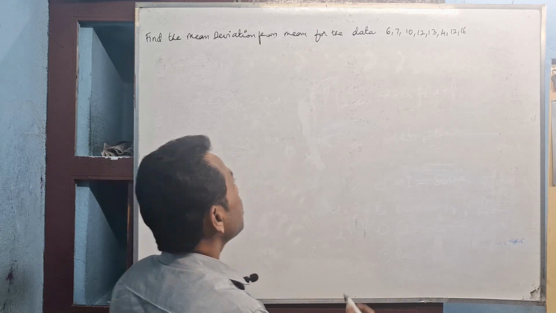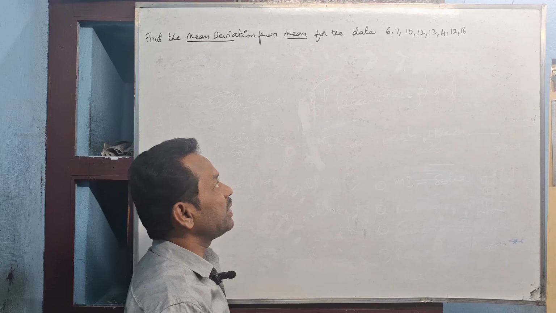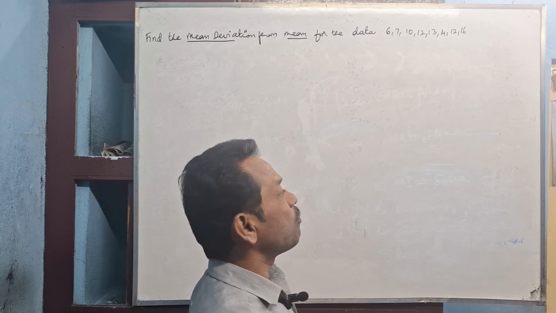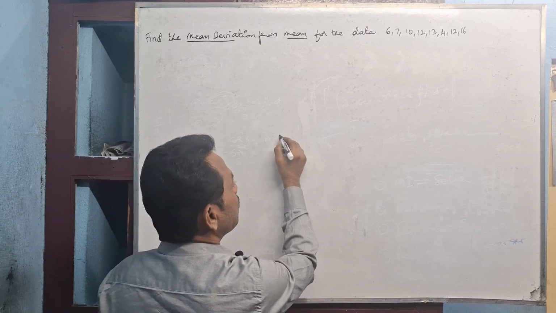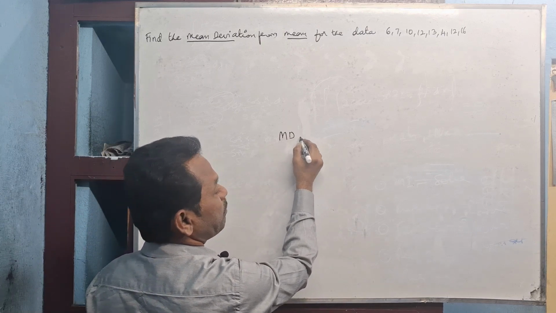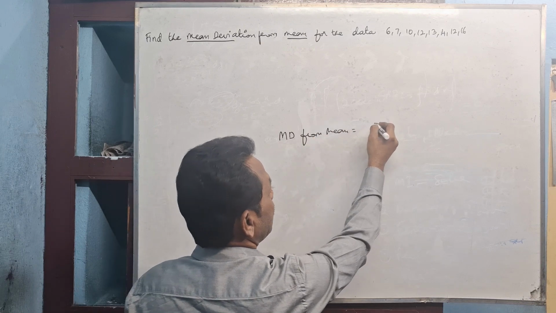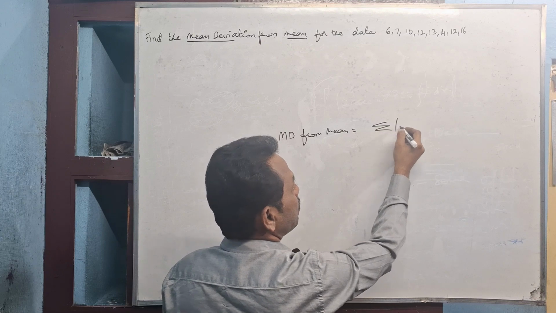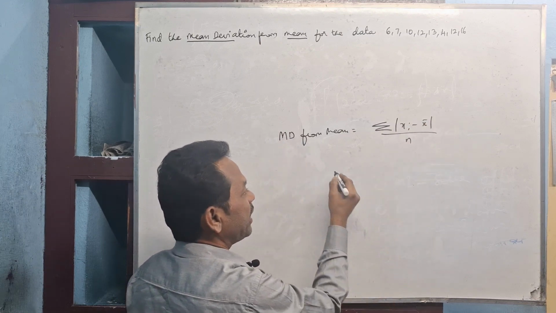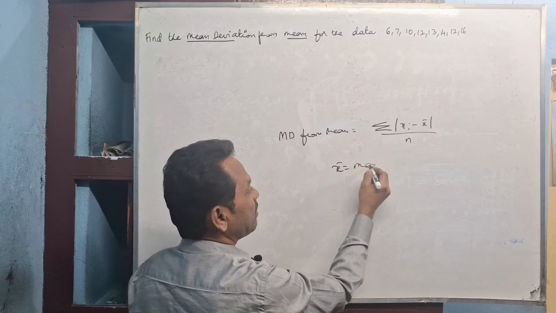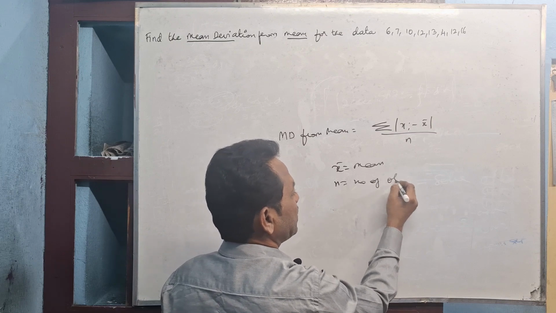Bachcho, in this question, we need mean deviation from mean for the scores 6, 7, 10, 12, 13, 4, 6, 4, 12, 16. Make a note of this. The formula for finding mean deviation from mean is sigma modulus of xi minus x bar by n, where x bar is nothing but the mean of the given data and n is the number of observations.